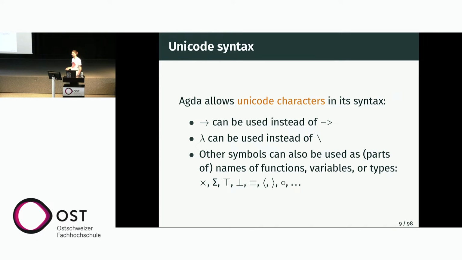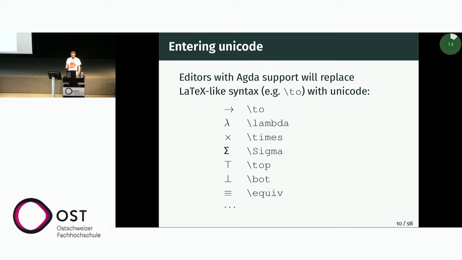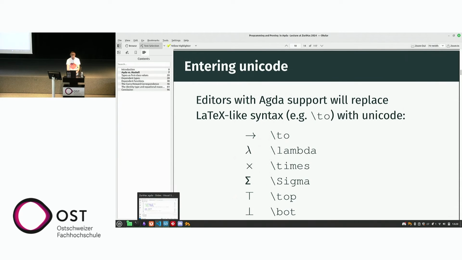There are some symbols that are very conventionally used in Agda programs to indicate certain types and terms. These are some of the ones that I'll use in this tutorial. Because they're used so commonly, the Agda mode has built-in support for entering these using LaTeX syntax. For example, if you want to write an arrow, you can write \to and then the Agda mode will replace that with the arrow.